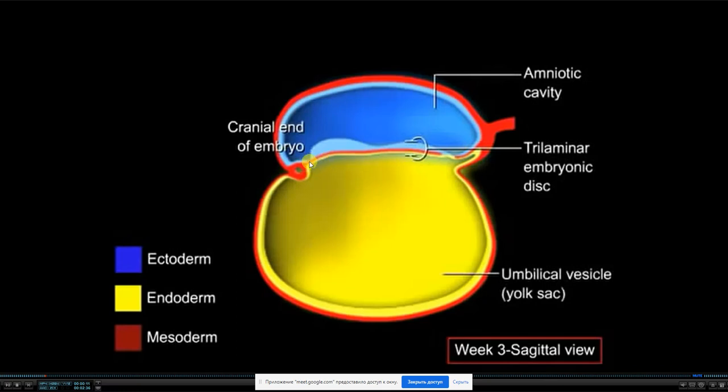From this side we have the oropharyngeal membrane, the future oral cavity, where ectoderm and endoderm are connected, and from this side we have the cloacal membrane. So also ectoderm and endoderm are connected without mesoderm, and mesoderm shouldn't be allowed there. This is the allantois, and this is the cranial end of the embryo, which we didn't discuss yet. It forms the primordium of the heart. It is known as the precardial plate. This bunch of mesenchymal cells will further form all cells of the heart.